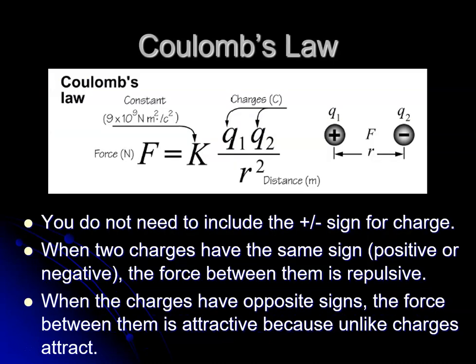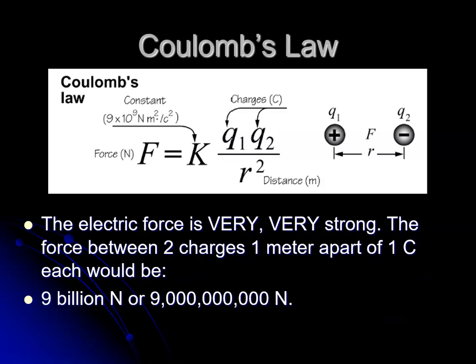A couple other things to know about this. So we just talked about two positive charges are going to repel, two negative charges are going to repel, a positive and negative are going to attract. But in this equation, you do not need to include the positive and negative sign for the charge. Instead, you're basically going to be doing the absolute value, and you're going to then look at your charges afterward to determine the direction, whether it's repelling or attracting. So when two charges have the same sign, of course, it's going to be a repulsive force. When the signs are opposite, they're going to attract.